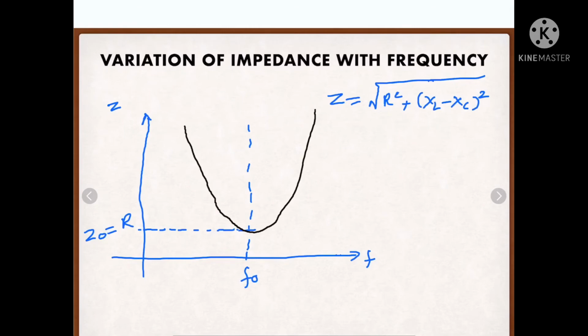Okay, so we can easily understand from this formula only that at the resonance condition, XL is equal to XC. So this term is going to be cancelled out at the resonance. So total impedance at resonance will be equal to R only. So that is how we are getting R. And as frequency increases or decreases, accordingly this factor will vary, and we will get this kind of graph. It will increase either side like this.